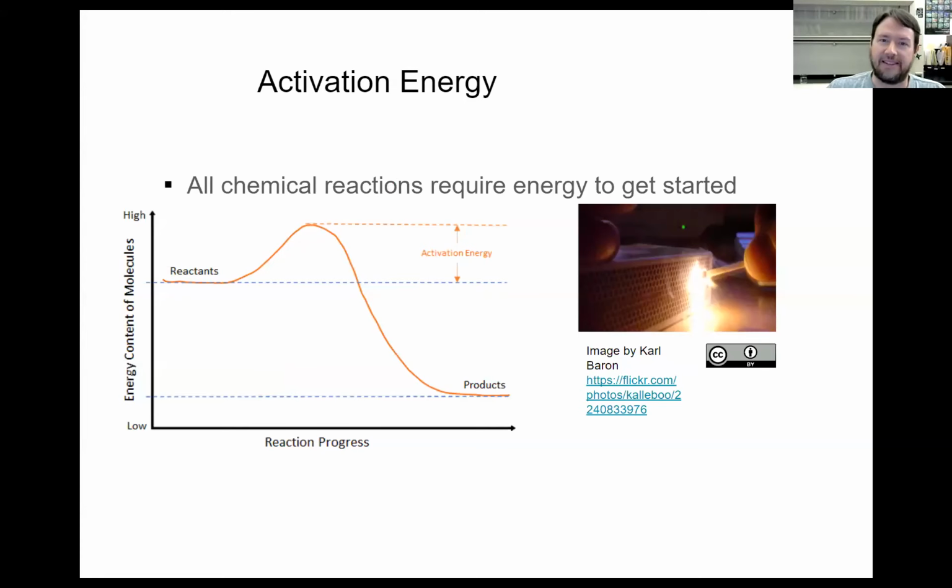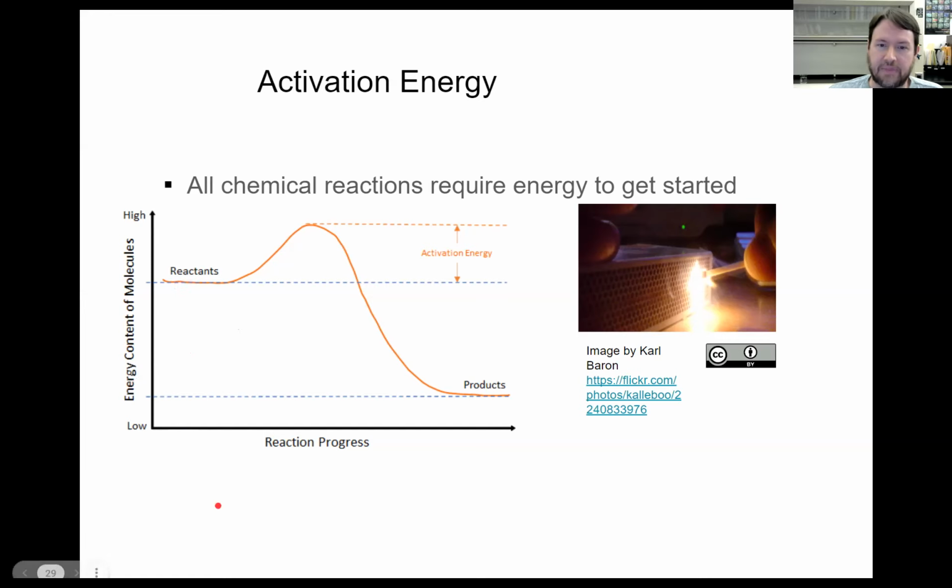I'll go back to sharing this screen. All right, so really, if our reactants are the cellulose, or the glucose essentially, in that matchstick, and the products are carbon dioxide and water, there's some activation energy that we need to supply in order to get this reaction going. And then once it goes, if it's exergonic, the energy that it releases in that reaction supplies activation energy to burn the next few sugar molecules.